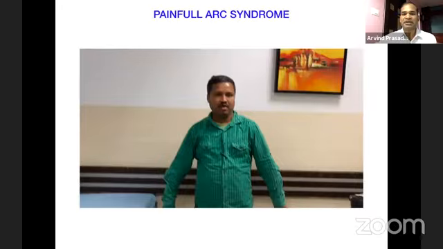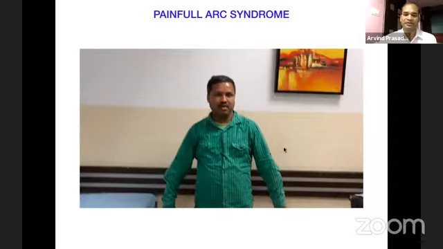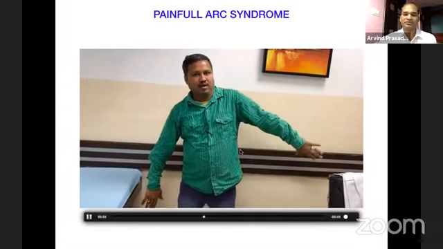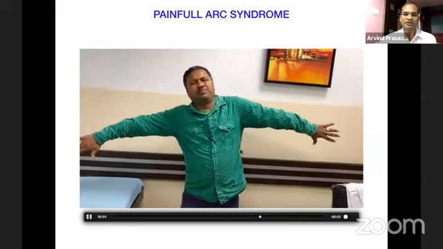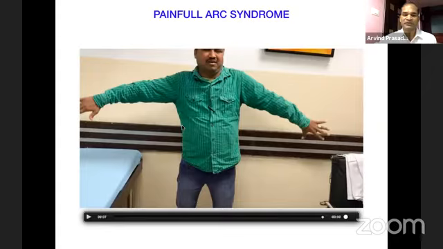The next is the painful arc syndrome. Patient will have pain between 40 degrees to 120 degrees of abduction of the shoulder joint. This is indicative of, again, subacromial pathology. You can see at the angle of around 80 degrees, this shoulder is very painful. So again, this is indicative of subacromial pathology, maybe supraspinatus tendinosis or tear.